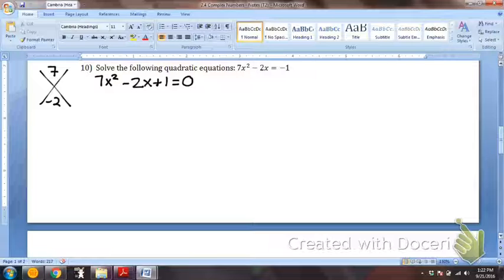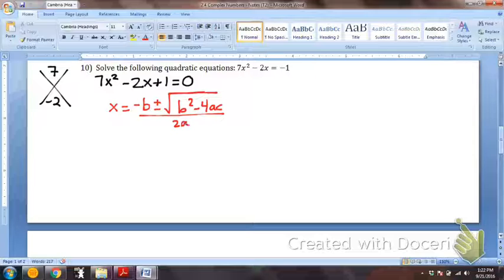Quadratic formula. Do we need to sing it again today? Yes. Some of you are in not so great moods. All right. x equals the opposite of b. Write this down on your paper. The opposite of b plus or minus the square root of b squared minus 4ac, all over 2a.